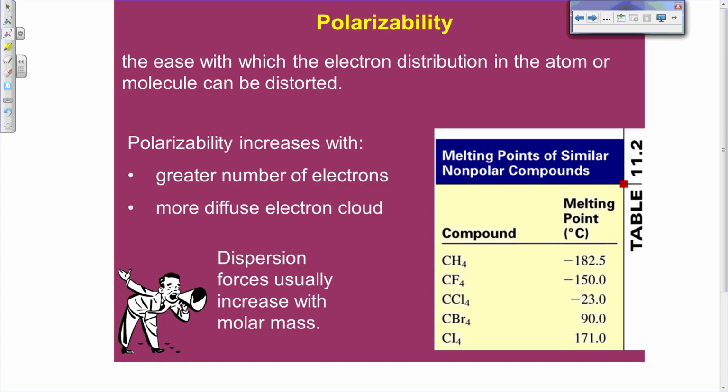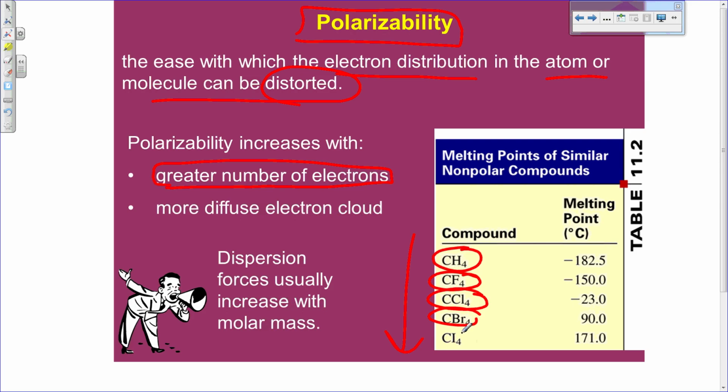Here's the key. This is really important: polarizability. The definition of polarizability is the ease at which an electron distribution of an atom or a molecule can become distorted. There are two things that cause polarizability to increase. First one is the greater number of electrons. More electrons, more distortion. So if you look here, the difference between these compounds is as you go down, the number of electrons are increasing.